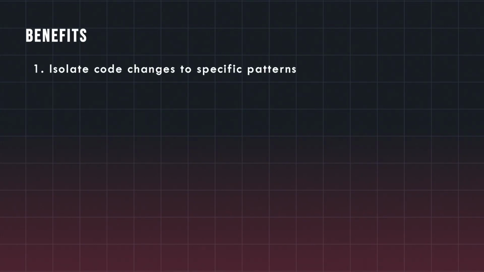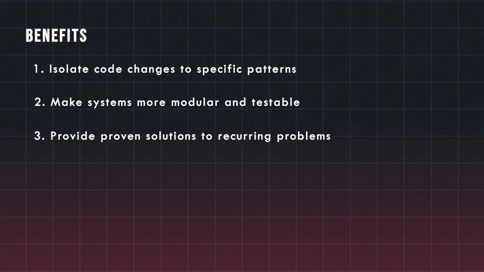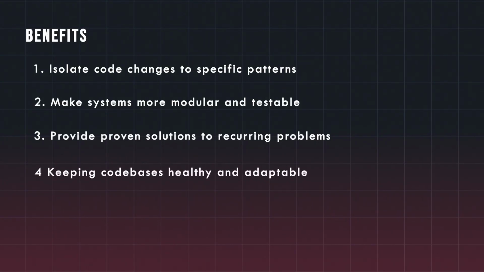Number 1, isolate code changes to specific patterns. Number 2, make systems more modular and testable. Number 3, provide proven solutions to recurring problems. Number 4, keep the code base healthy and adaptable.